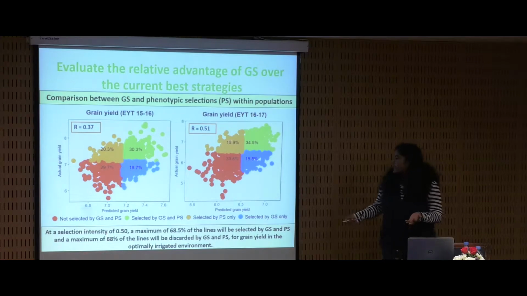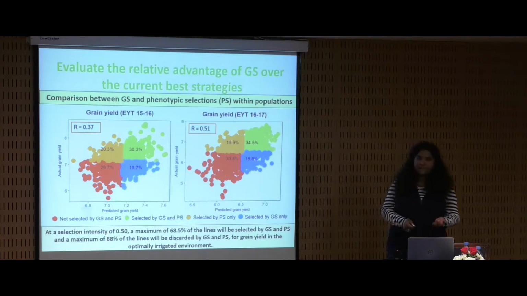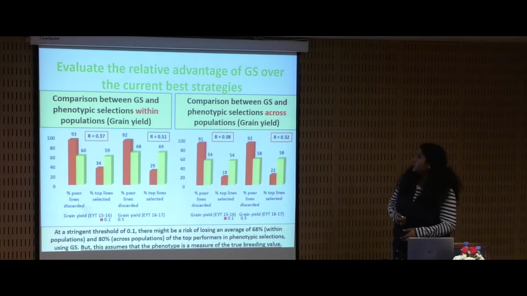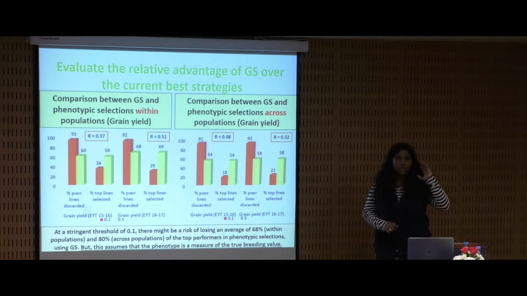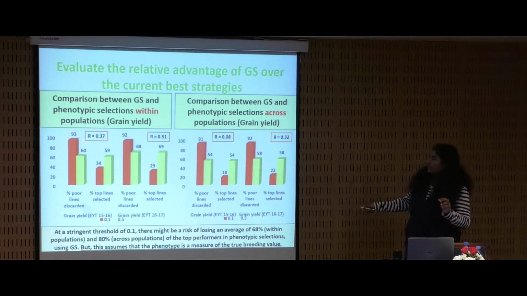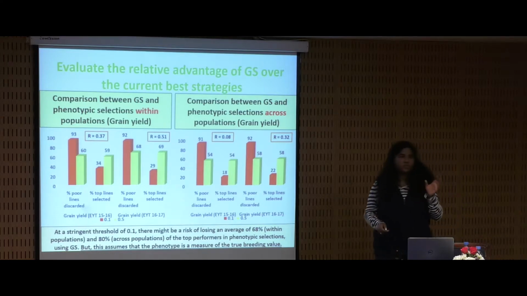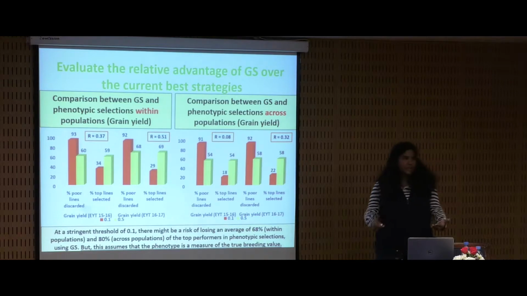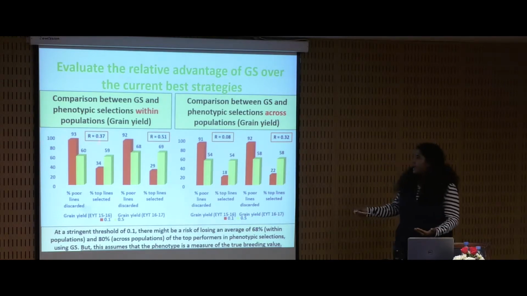But here, I'm using a selection intensity of 0.5. So why did I use this intensity? Here is the reason. When you use a selection intensity of 0.1, you discard 90% of the lines and select 10% of the lines. When you do that, you get an inflated estimate of the percent of lines discarded, because you're anyway discarding 90% of the lines, so you're going to get a high percent of lines discarded.